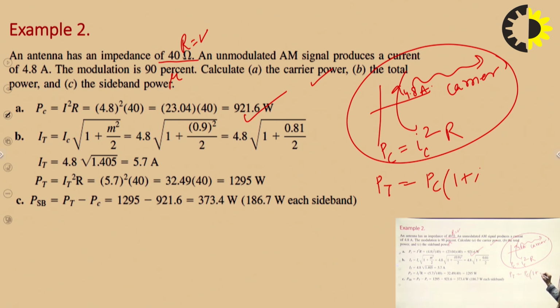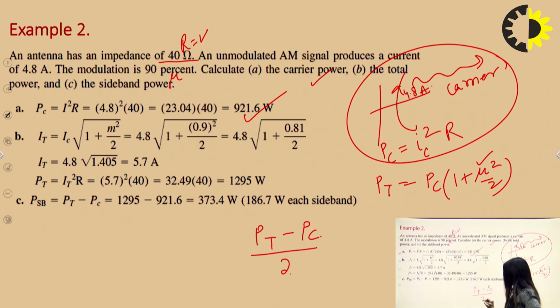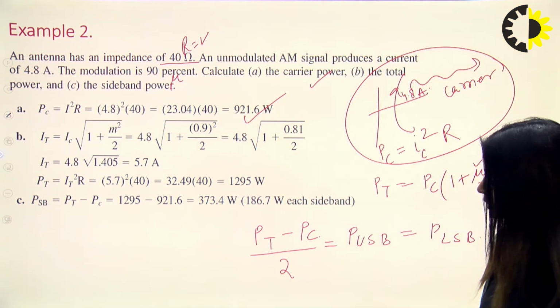Now the total power we can find again from the previous formula, PC times 1 plus mu square by 2, where mu is also given as 0.9 in the example. PC is known, PT is known, PT minus PC divided by 2 will give you the power of USB, which is equal to the power of LSB. In this way, you can find the power of LSB, USB, total power and carrier power. So you can solve the numericals by calculating these powers.